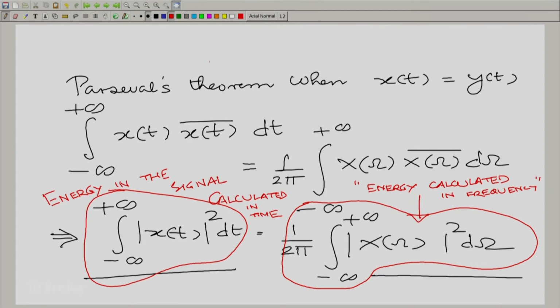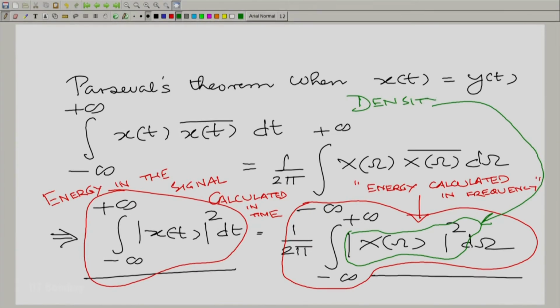Now, also we can now give a significance to this integrand itself. This integrand has a significance. This integrand is the density of energy on the frequency axis.